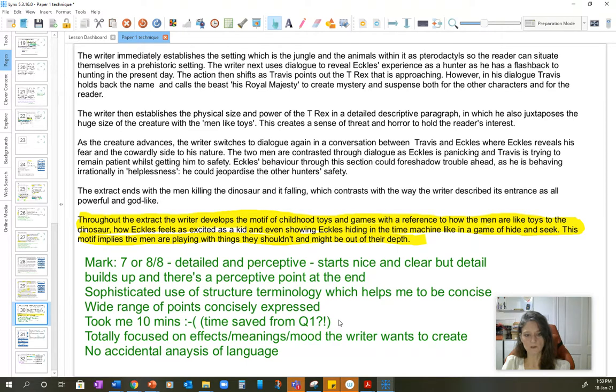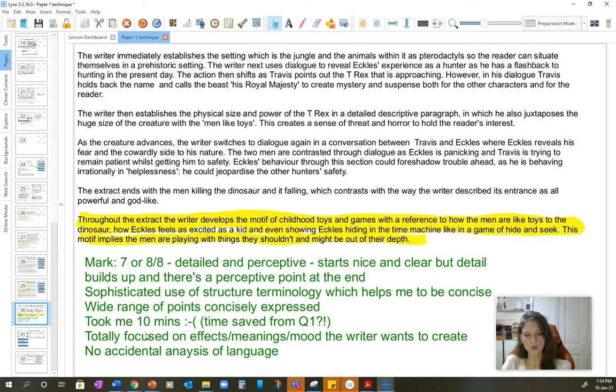There is a wide range of points here. But, and I was really naughty on this one, this took me 10 minutes. Remember, it's an 8-mark question. I should be spending only 8 minutes on it. However, I probably saved myself 2 minutes on question 1. So an overrun of 2 minutes is not the end of the world, but don't get into the habit of that. Otherwise, you're cutting into your creative writing time.